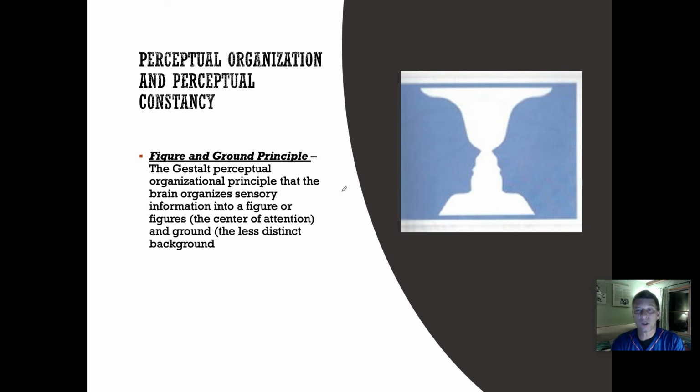Now you can see the image here both ways because this is a reverse figure. If you concentrate on the blue, you see the two faces. If you concentrate on the white, you see the table or vase or cup or whatever it is in the middle here. So it depends on this organization. It depends on what you are viewing as the figure and what you are viewing as the background, or the ground in this case. This is a very famous example of this sort of thing, and there are other images like this out there.